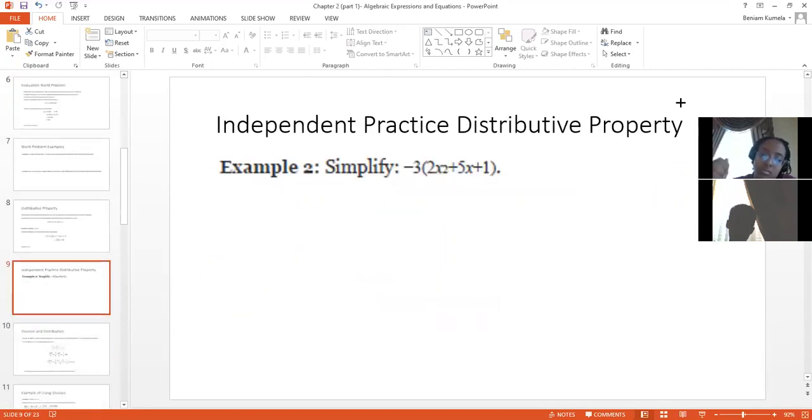Okay, now we have some more practice. Simplify -3(2x² + 5x + 1). So just distribute it, you know what to do.